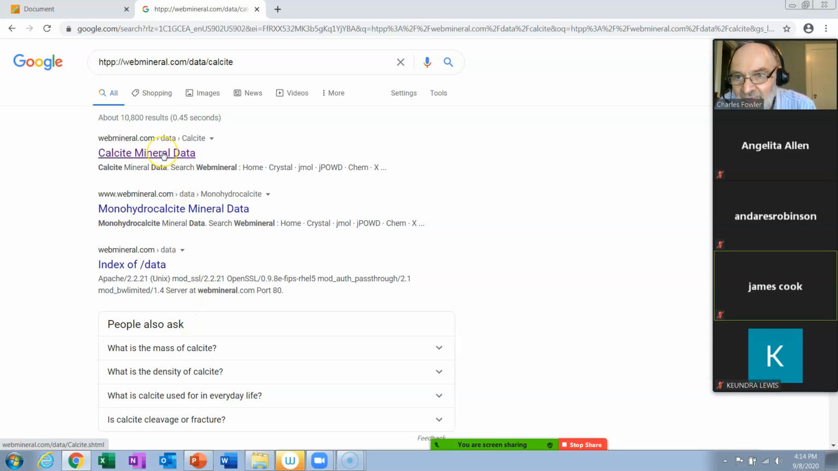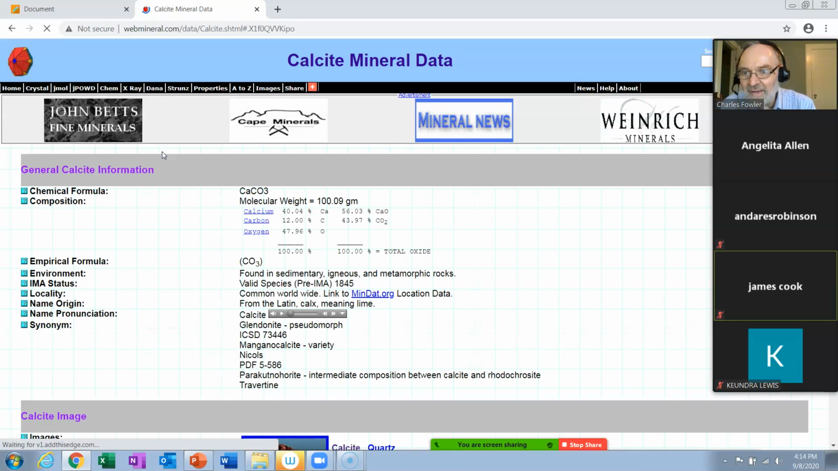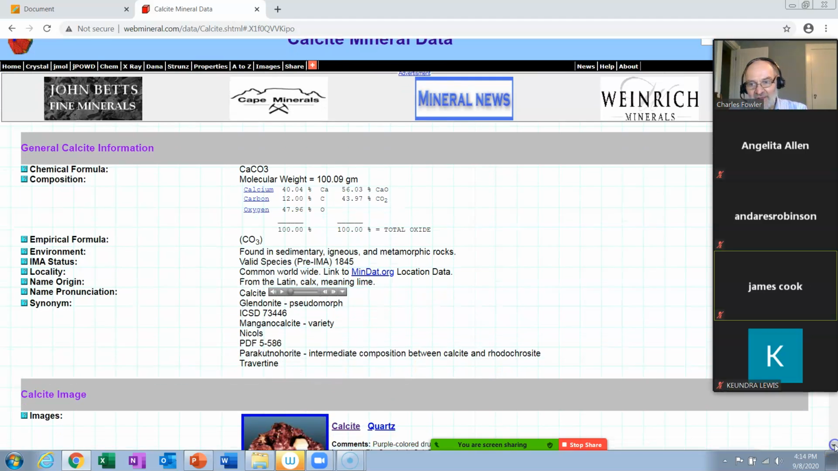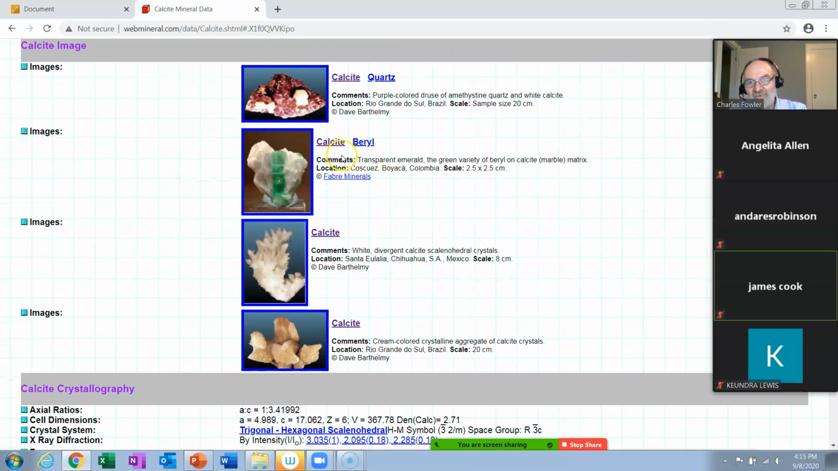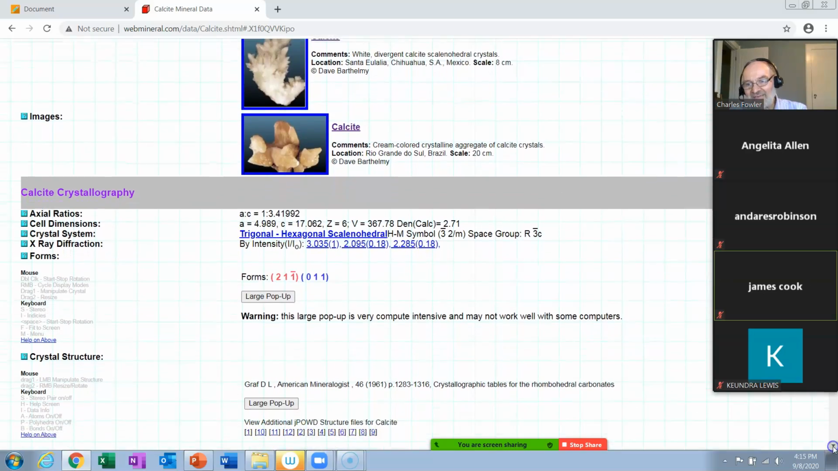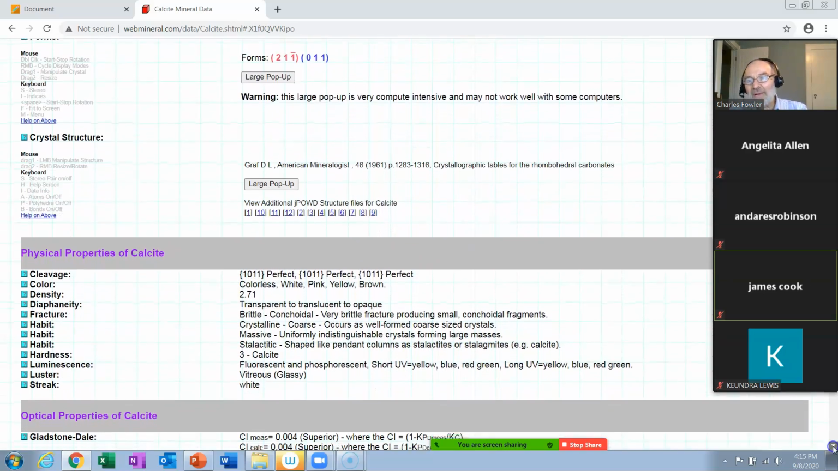All right. Let's start here. The first part here shows general calcite information, chemical formula, composition. None of that was anything we're talking about. Here's the image of calcite. This is pretty interesting. You'll notice here it can be various colors and other things like this. Don't worry about this yet. Here's calcite crystallography. Again, don't worry about that here. Crystal structure. Here we go.